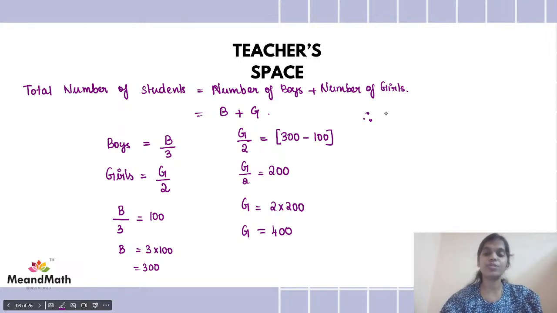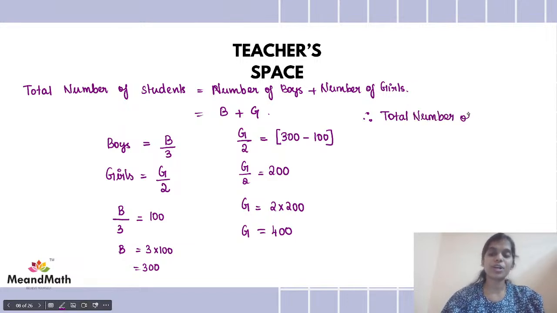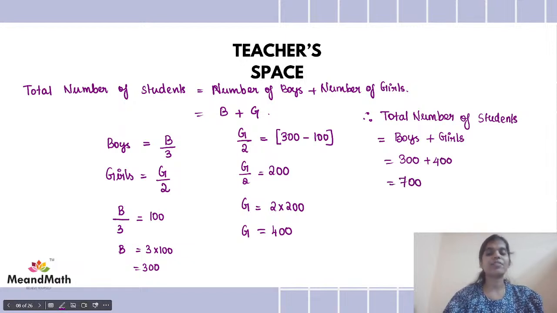Therefore, the total number of students equals boys plus girls, which equals 300 plus 400. So in total there were 700 students, out of which 300 participated. Okay, is it clear?